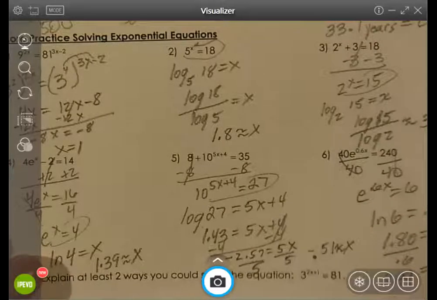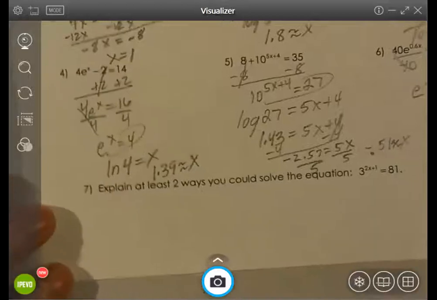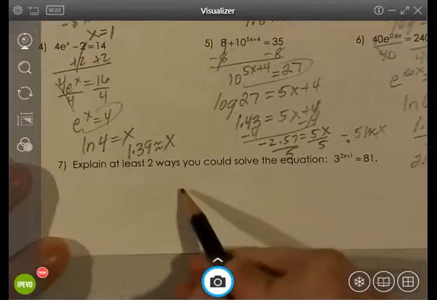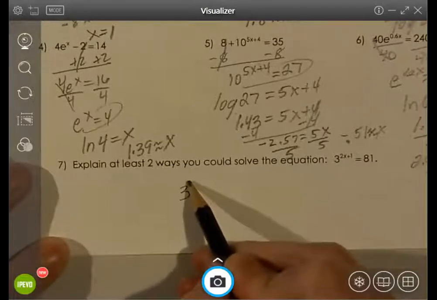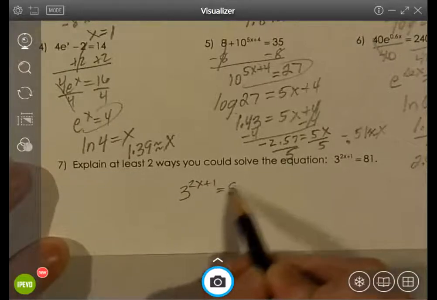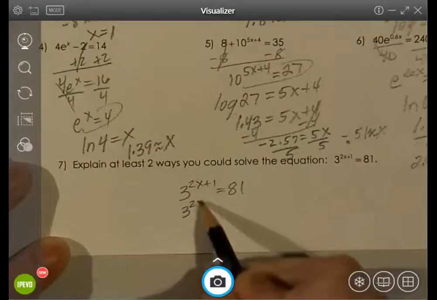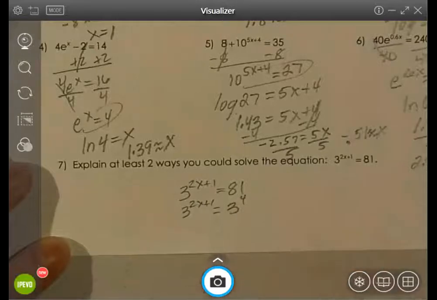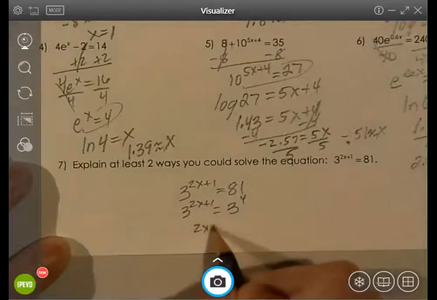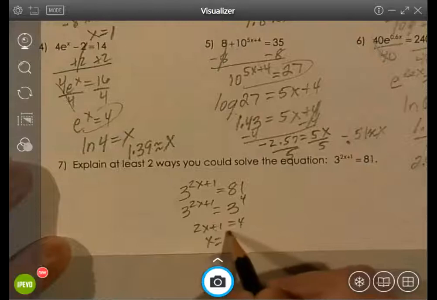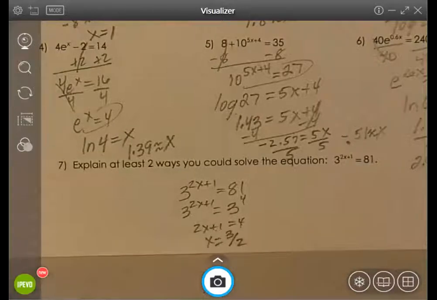Okay, last one. All right, seem to be freezing up here a little bit. See if we can finish this off. So we get 3 to the 2x plus 1 equals 81. They're asking for 2 ways to solve this. Well, one way we can solve this is to work with the same base. So 2x plus 1 is going to equal 4. Subtract your 1 to get 3, divide by your 2, and you get 3 over 2.